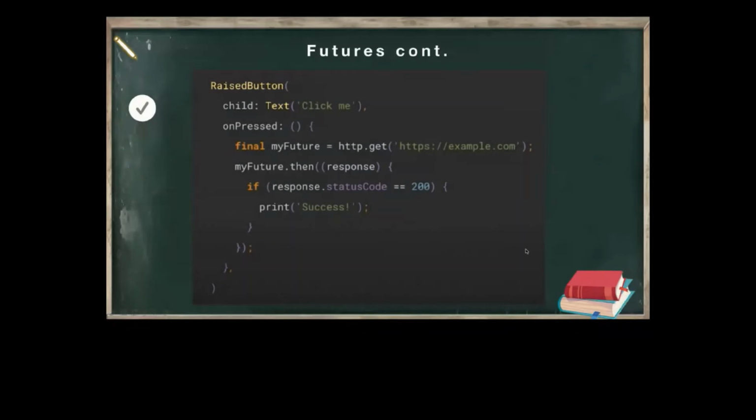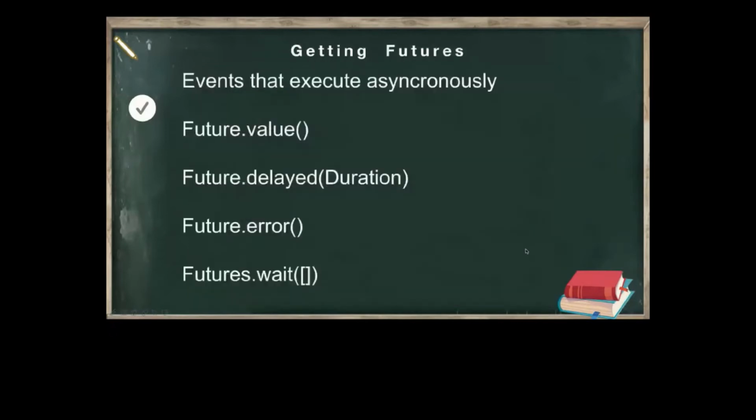So how do you get futures? There are multiple ways of getting a future. For example, we say that our http.get line there returns a future, which we will assign to myFuture. So most of the time, you'll not be creating futures yourself. You'll be calling functions that will return a future. But there are functions that you can use to get a future yourself.